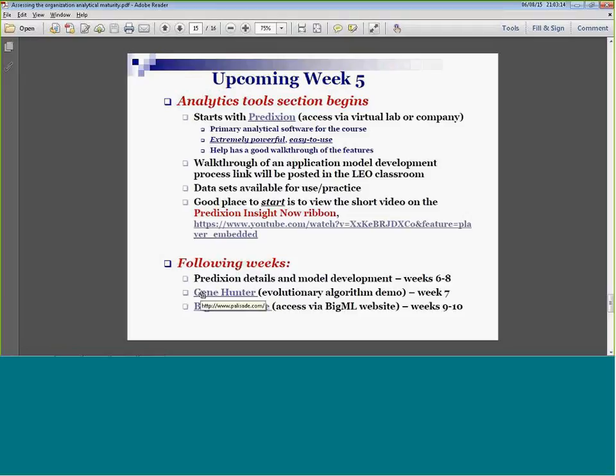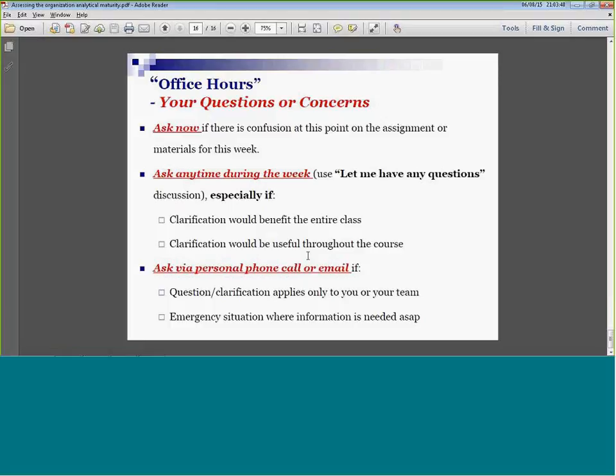In week 7, I'm going to do just a demonstration of a different package to show how an evolutionary or a genetic algorithm works. You won't be using that package. You could. It's free for 30 days, but it's not likely that anyone would. But it does do something distinctly different. And then, of course, weeks 9 and 10, we deal with our third software package, Big ML, which is powerful but a little more narrow in scope than Prediction and does something extremely well that we'll talk about when we get there. And then weeks 11 and 12, you're building your final assignment.